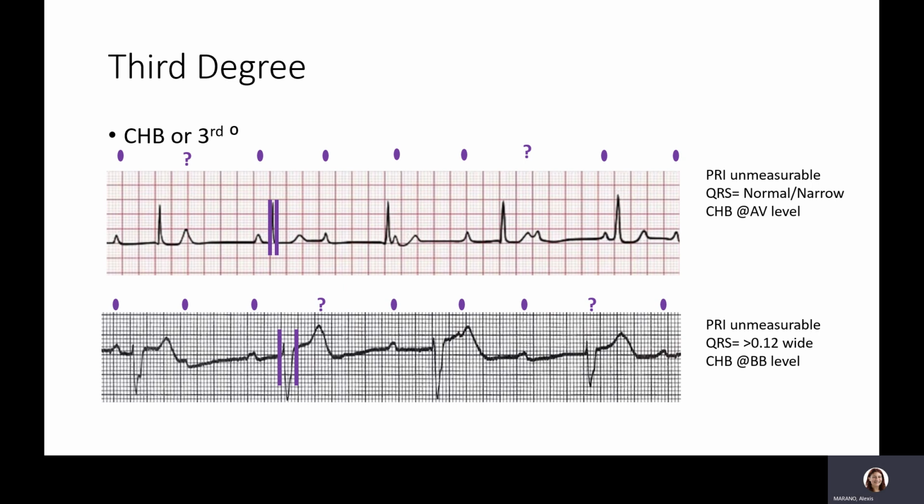So this bottom strip again, no PRI is measurable. Your QRS is wider than 0.12, which means it is at the bundle branch level, and the rate is somewhere between 20 and 40.